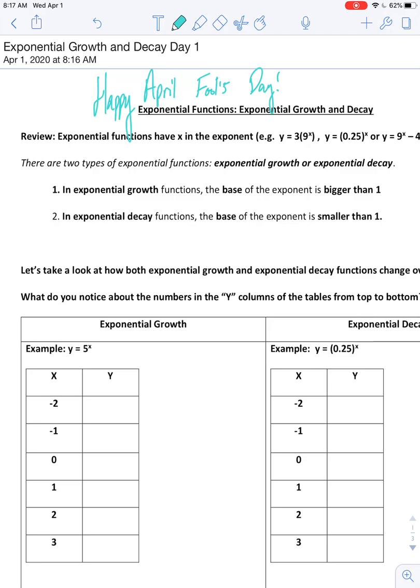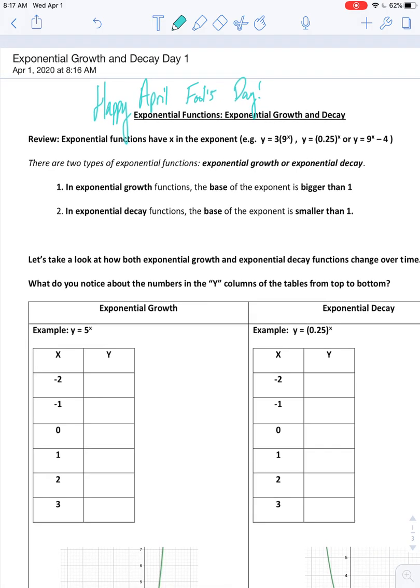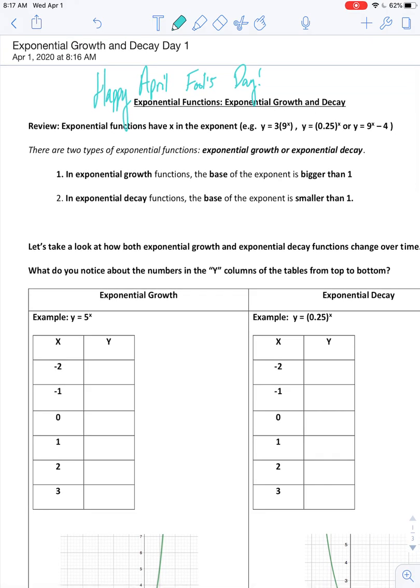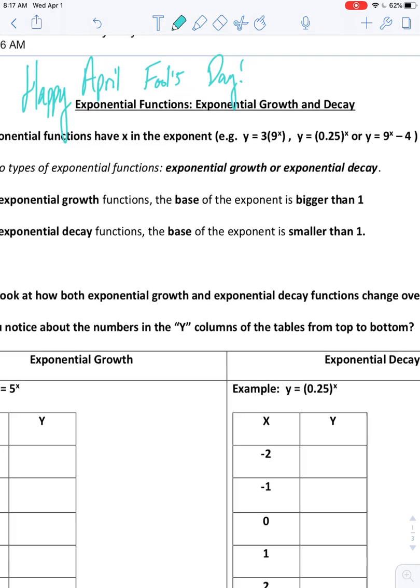So we'll have a quiz over exponential functions. Can you identify an exponential function by its graph? Can you identify it by its table? And then we'll also have exponential growth and decay, which is what we're doing today.